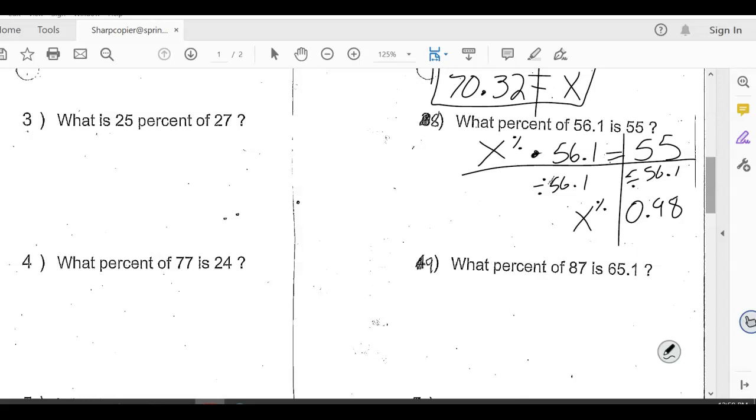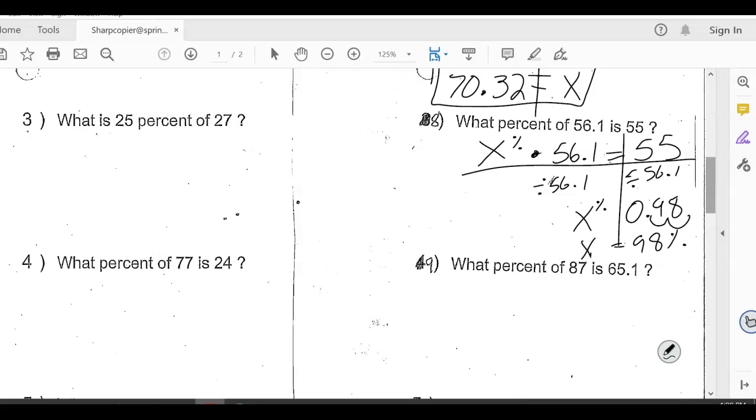Good. Perfect. How do I change a decimal to a percent, Josh? Good. And why do I do it 2 times and to the right? Because I am multiplying that. Good. So x equals 98%.